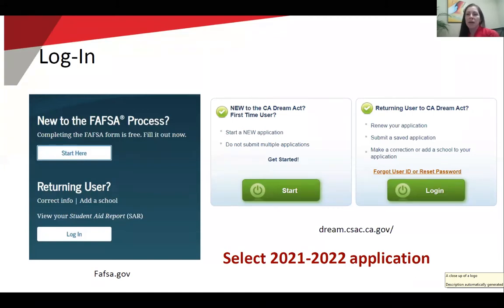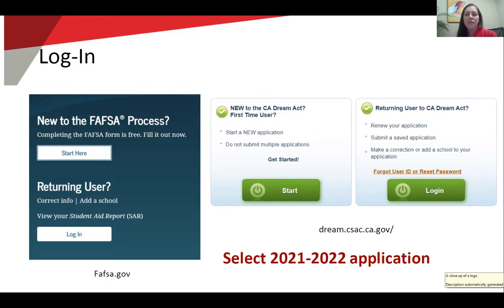On the FAFSA, you log in with your FSA ID and password. If you can't remember your FSA ID username, you can use your email or mobile to also log in. If that doesn't work, you can select to retrieve your username. They will give you the option to select text or email. But obviously, if you couldn't use your text or email in the beginning, just answer your challenge questions.